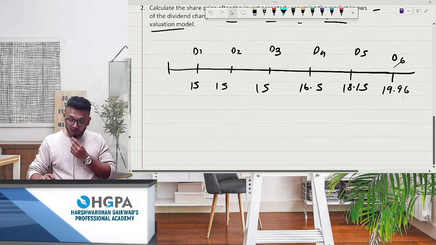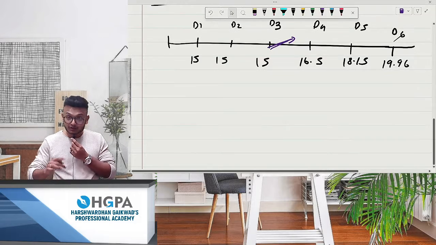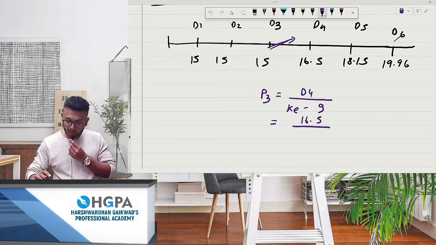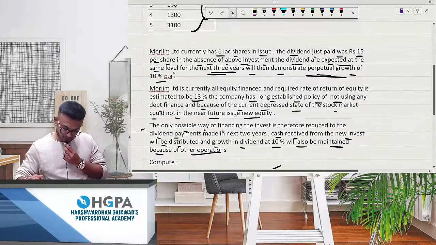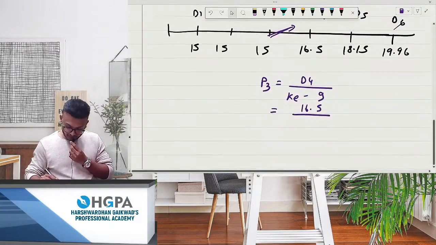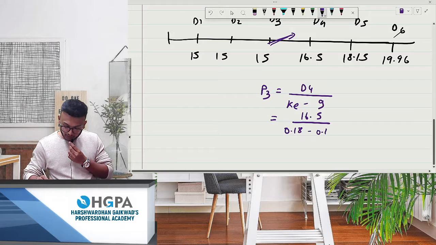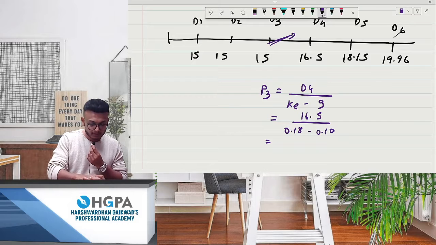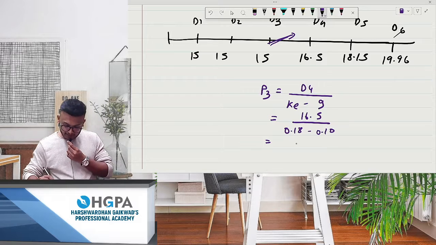Now, you tell me, how will you compute the price? From here it has picked up. So the price at the end of that year is nothing but D4 upon Ke minus g. Is this right? 16.5 upon, how much is the cost of equity? 18%, 0.18 minus 0.10. 16.5 divided by 0.08. I'll get something called 206.25.